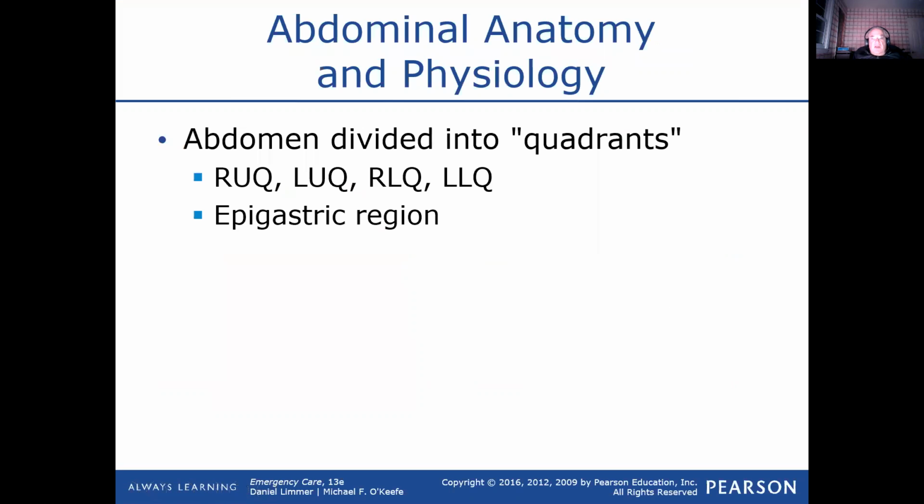Okay, so again, we divide it into 4 quadrants: right upper quadrant, left upper quadrant, right lower quadrant, left lower quadrant. The epigastric region. Is there a difference between the bowel and the intestines? Nope, intestine is more the medical term, and bowel is more the generic term. So no difference whatsoever. Okay.